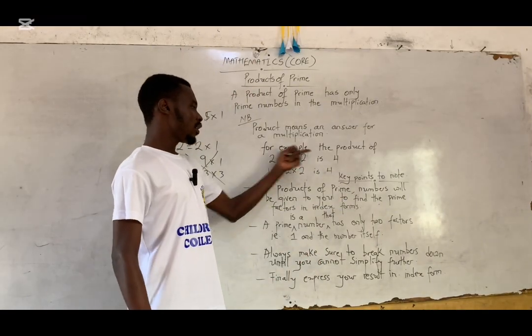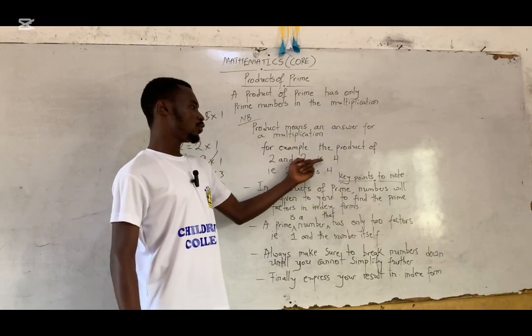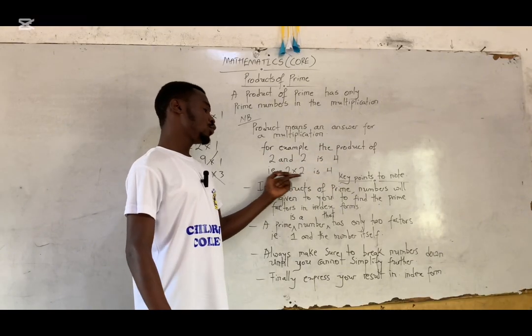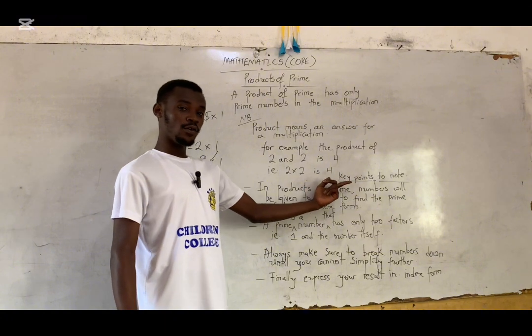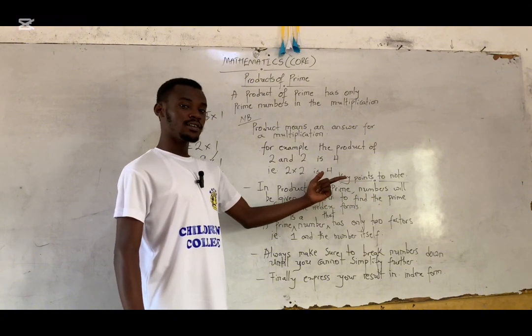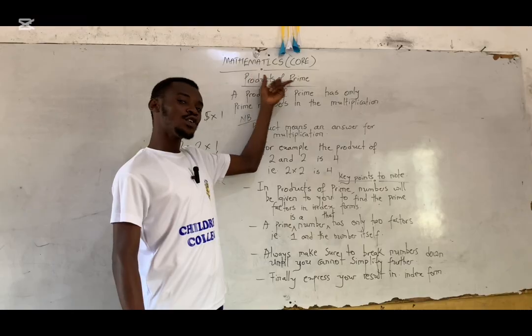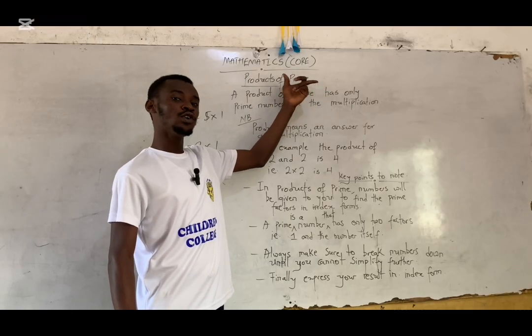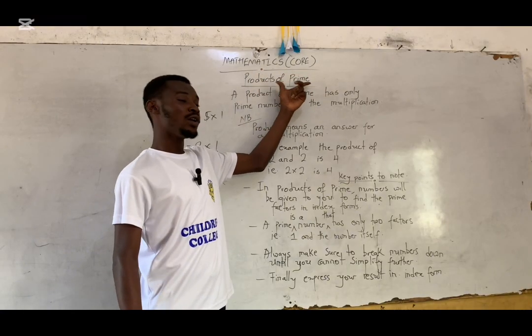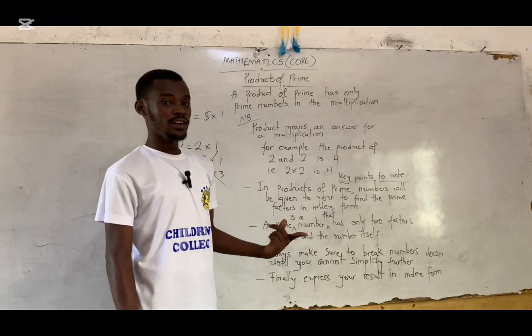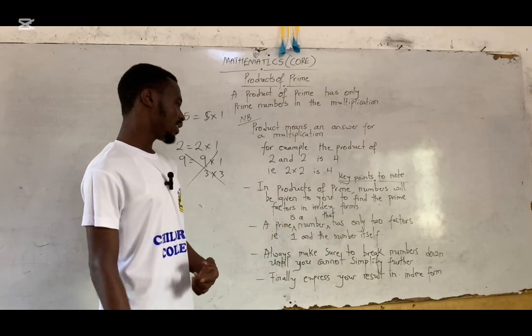So, for example, the product of 2 and 2 is 4. That is 2 times 2. You see, it's 4. So you can be asked for products of prime, so make sure you are multiplying prime numbers as your answer at the end of the day. You get the understanding, no worry.